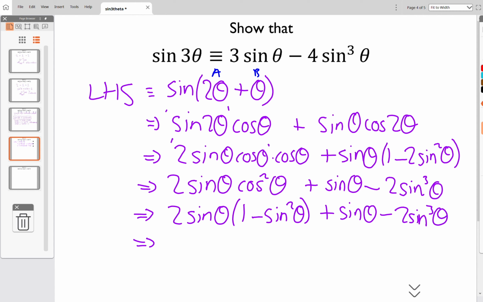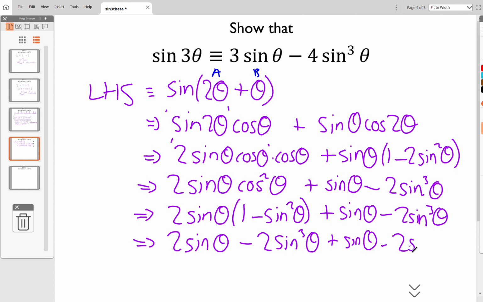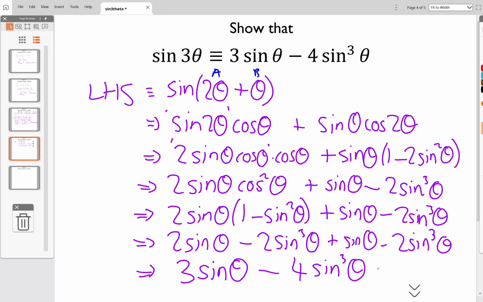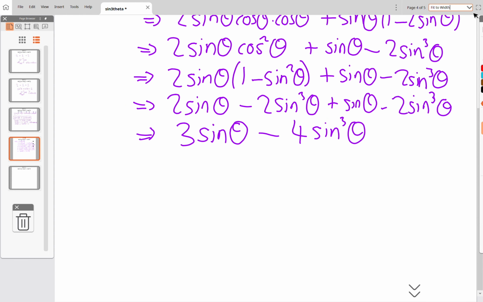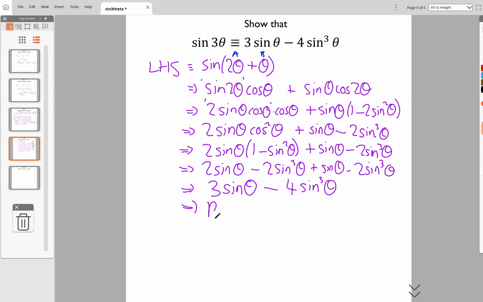Multiply out our brackets, so we get 2 sine theta, and then we've got 2 times sine theta times minus sine squared theta, so we're going to get minus 2 sine cubed theta. We've got this bit on the end, and so nicely it all comes together. So we've got 3 sine theta minus 4 sine cubed theta, which is what you were trying to get to. So that is your right-hand side. So we've finished our proof.